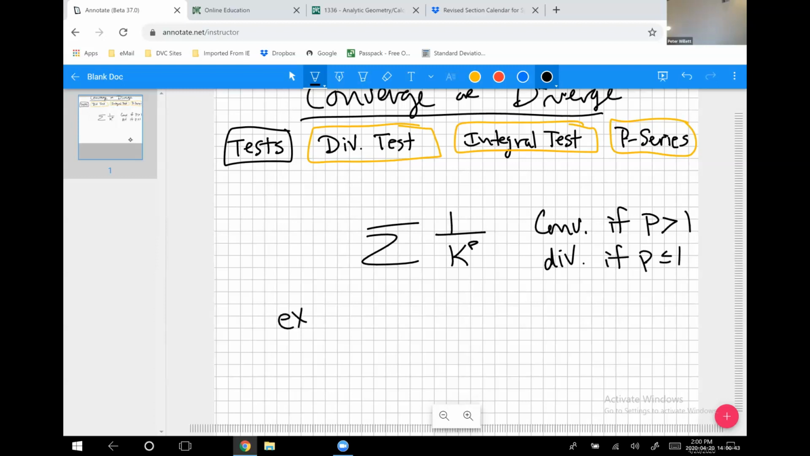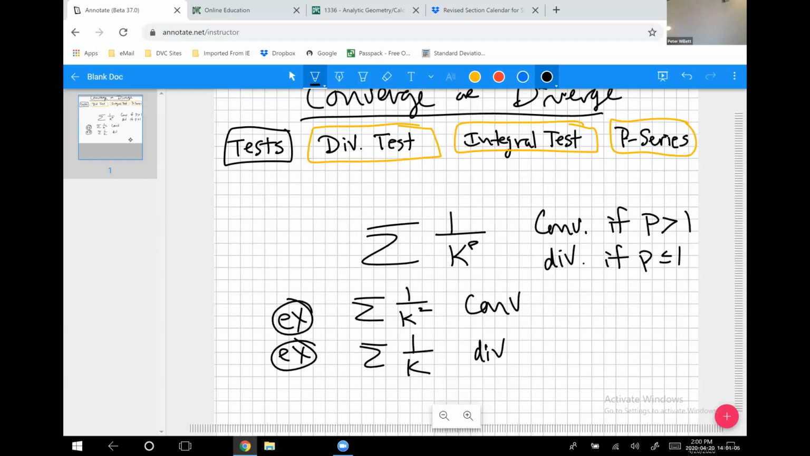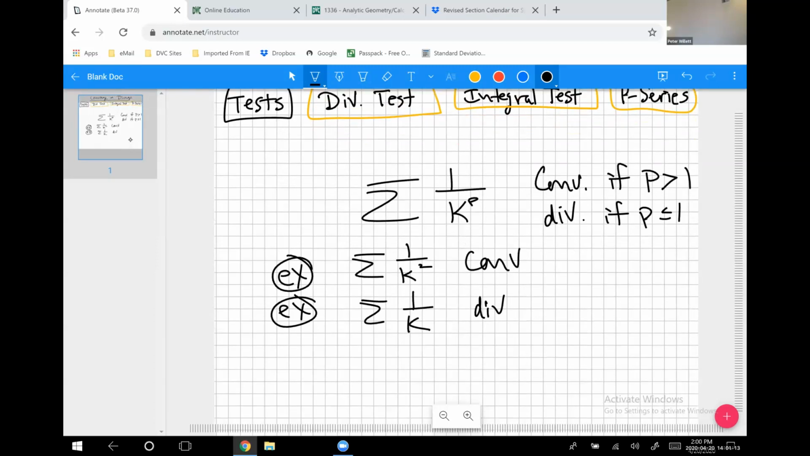So the key core examples to think about for this, and then we'll do some example problems, is that if I have the summation of 1 over k squared, this converges. And if I have the summation of 1 over k, then this diverges because p, the unwritten power there on the k, is a 1, and if p is equal to 1 or less than that, it diverges. And maybe just to show this extension a little bit, the summation of 1 over k to the 1/2 power diverges.